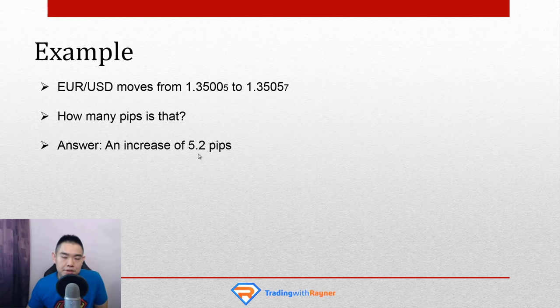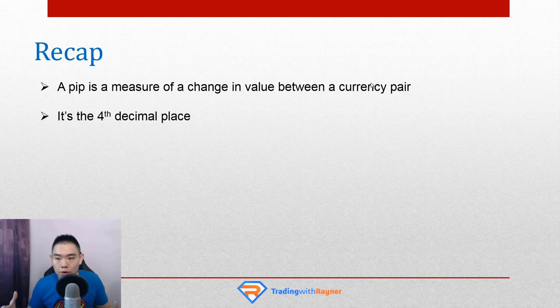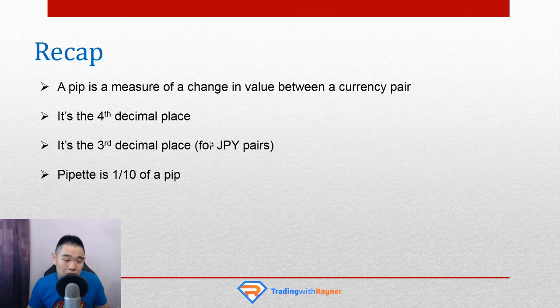Let's do a quick recap. Number one, a pip is a measure of a change in value in a currency pair. It's the fourth decimal place for most currency pairs except the yen, which is the second decimal place. If you want to be a little bit more particular, there's something called the pipette, which is in essence 1/10 of a pip.